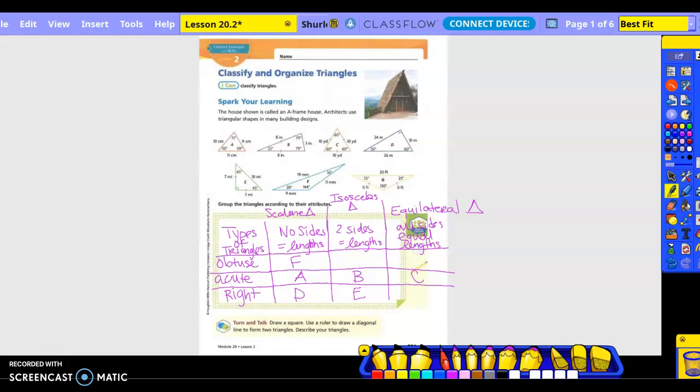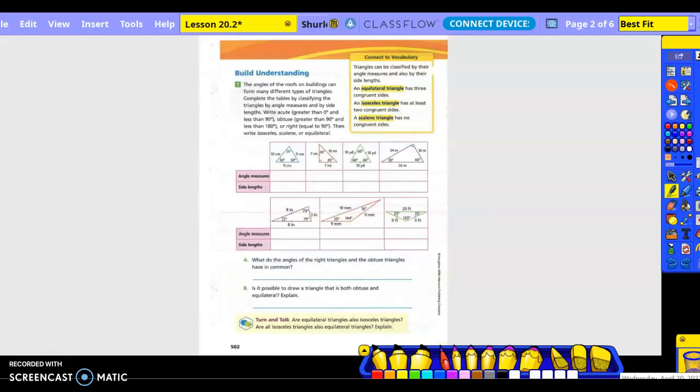Okay, letter G, you have what? You have one obtuse, so that overrides the acute, right? And then how many equal sides? Two, so that makes it also an isosceles triangle. So that's how our chart should look. Let me make this D look a little better. It looks kind of like a P. There we go.